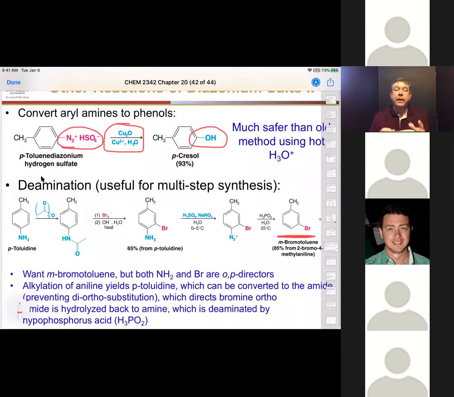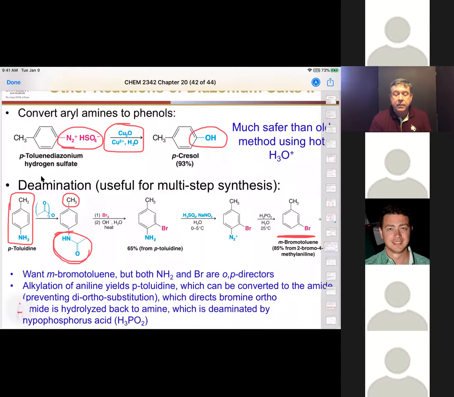The reason we want to do that is we want to deactivate the ring slightly and make sure that the bromination happens next to the nitrogen. Now remember, our methyl group is only slightly activating. Our amide here is still more activating, and therefore it's going to promote bromination in its ortho position right here, which is meta to the toluene.